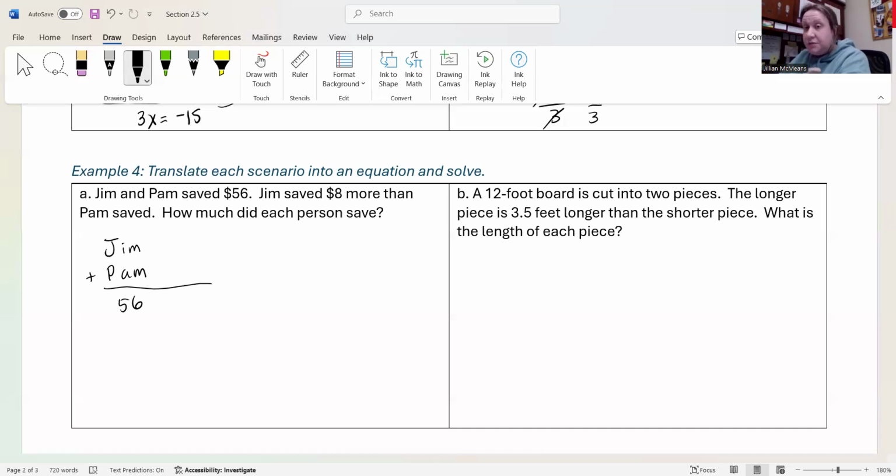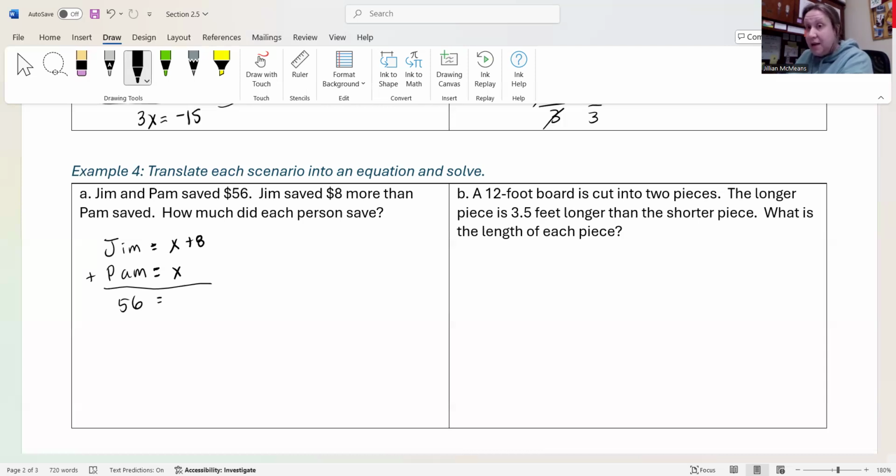Now, we know that Jim saved $8 more than Pam. That tells me I know nothing about what Pam saved. So what I'm going to do is I'm going to assign my variable to Pam. I'm going to say, okay, Pam saved x dollars. So of those $56, x of them were Pam's. We know that Jim saved $8 more than Pam. So that means he saved x dollars, the same amount as Pam, plus 8 more. Okay? So Jim is now going to be the expression x plus 8. Pam is going to be the expression x.